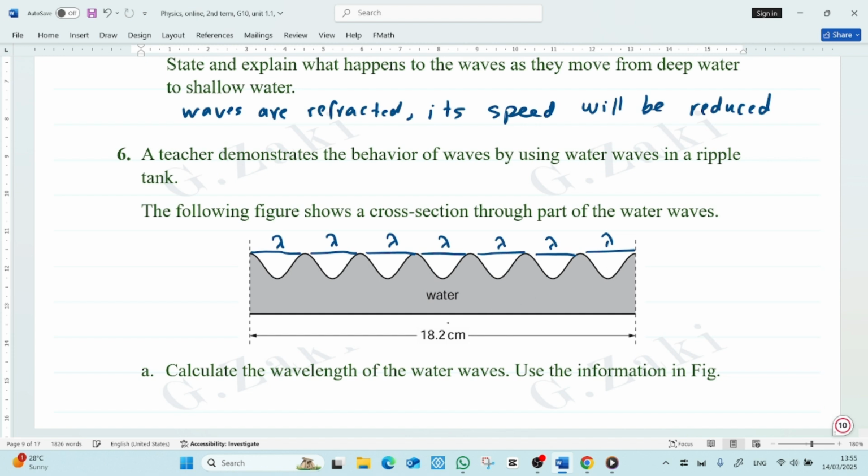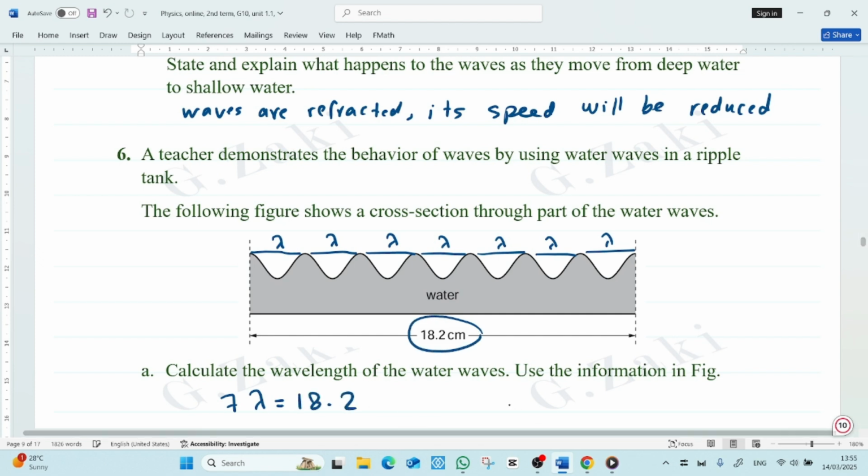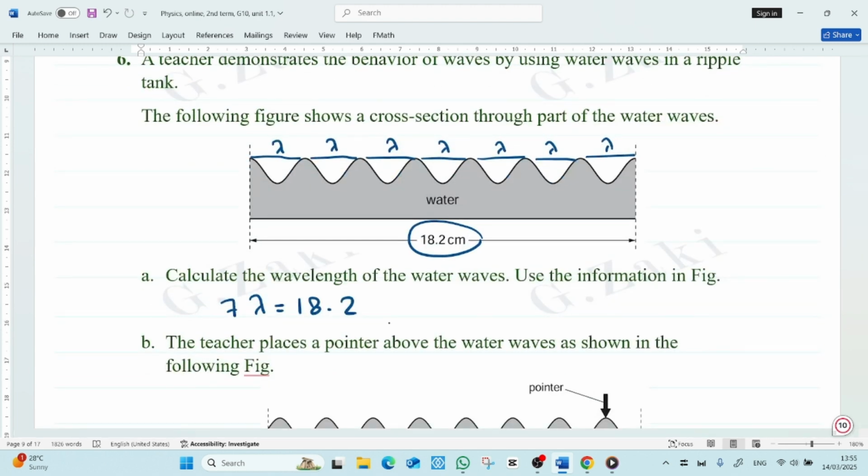How many lambda we have, or how many waves? 1, 2, 3, 4, 5, 6, 7. Then 7 lambda equals what? Equals 18.2 centimeter. Then from this we can get the wavelength. Then wavelength lambda equals 18.2 divided by 7. The answer is 2.6 and the unit is centimeter.